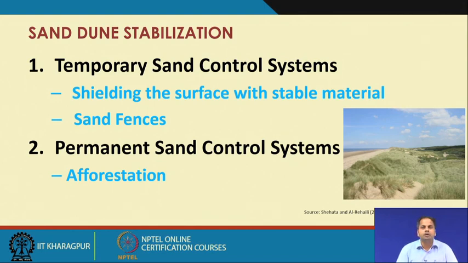So, either we have to reduce the wind velocity, or we have to slow down the wind velocity at some particular location, or we can make the soil surface more resistant to wind erosion. Okay, so there are some measures. So suppose you are planning for long term solutions, meaning the permanent control measures.